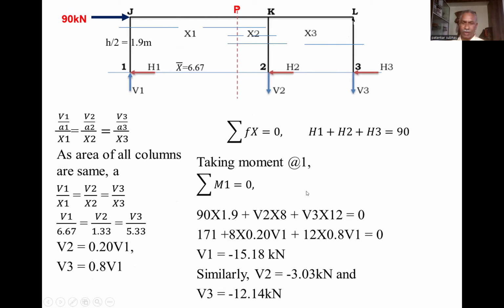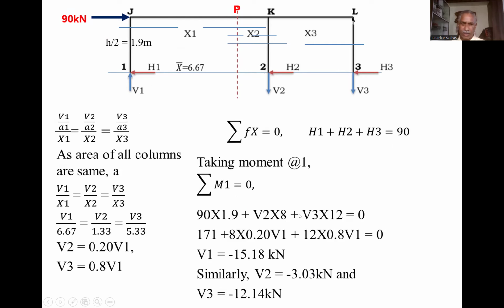Now taking moment about node 1. So we have taken the moment at this point. So can I say 90 multiplied by perpendicular distance 1.9, it rotates in clockwise direction. That's why we have considered positive. Plus V2 multiplied by the total distance, that is 8 meter. Again, this will rotate in the same direction, so positive. Then V3 multiplied by the total distance, 8 plus 4, that is 12 meter, is equal to 0.